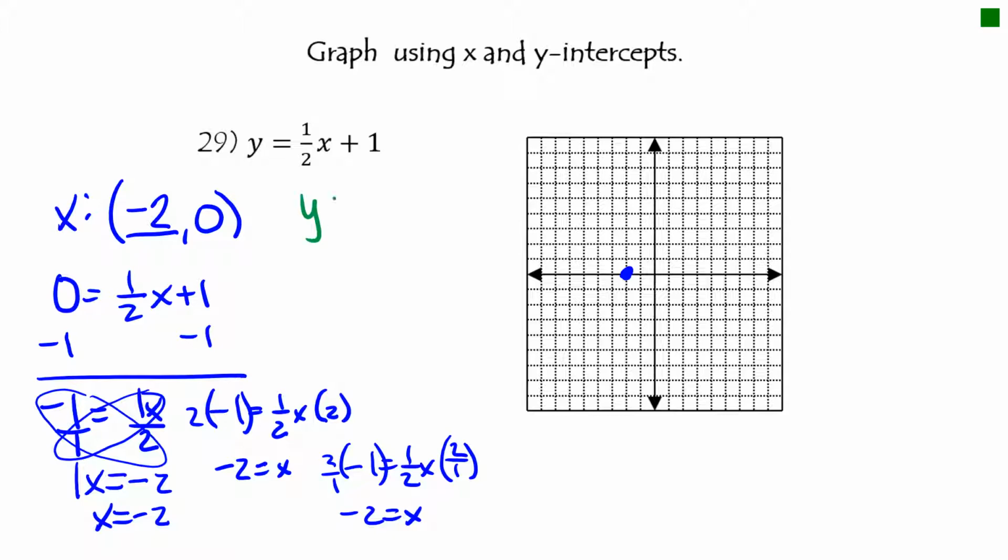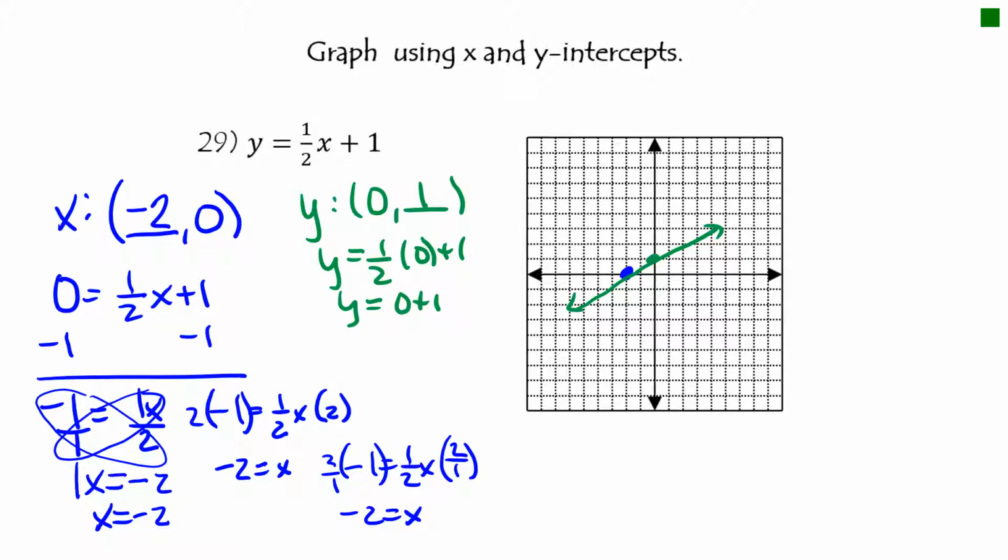For the y-intercept, we're going to let x equal 0 and solve for y. So we have y equals 1/2 times 0 plus 1. 0 plus 1 is 1. Don't go left or right, go up 1. Surprise! It's on the y-axis. And draw your beautiful line.